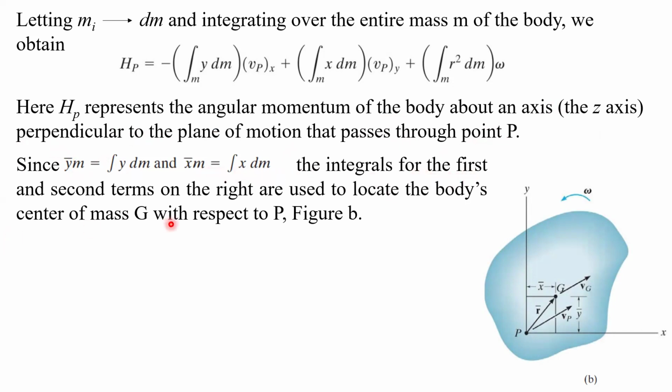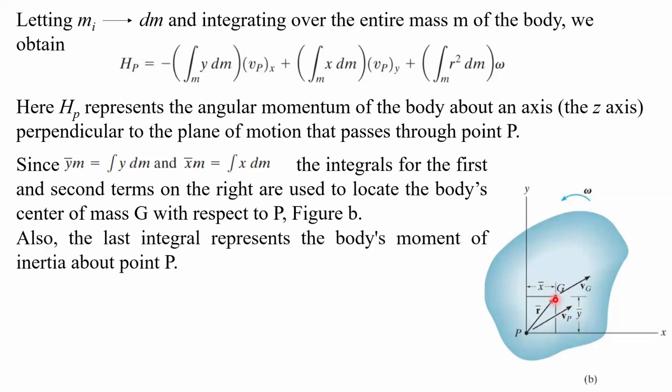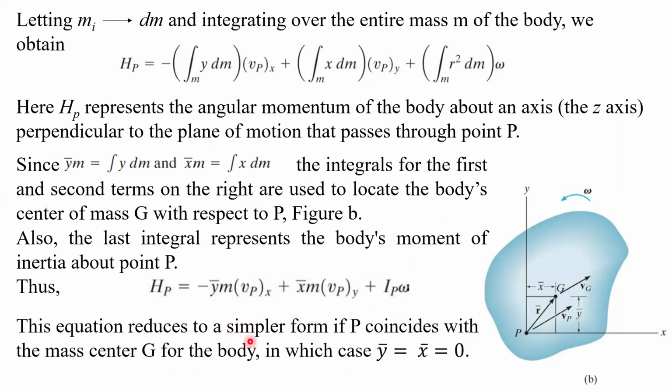Since y bar m is the integral of y dm and x bar m is equal to the integral of x dm, the integrals for the first and second terms on the right are used to locate the body's center of mass with respect to P. So this is the x bar and this is y bar, and G is the center of mass or mass center. Also, the last integral represents the body's moment of inertia about the point P. Therefore, H_P is this plus I_P omega.